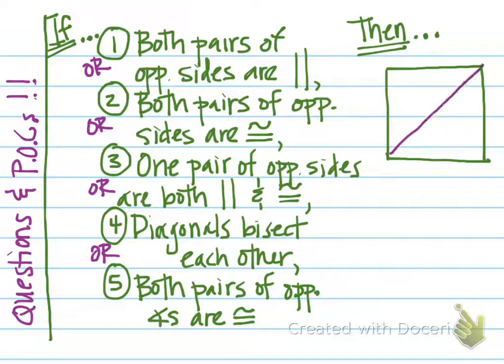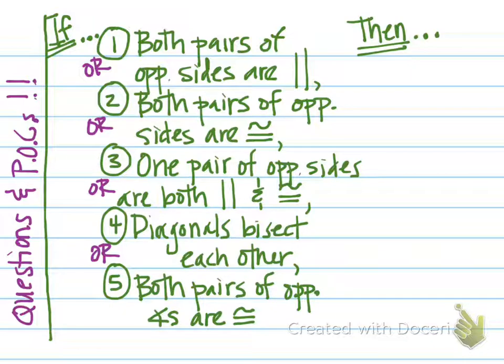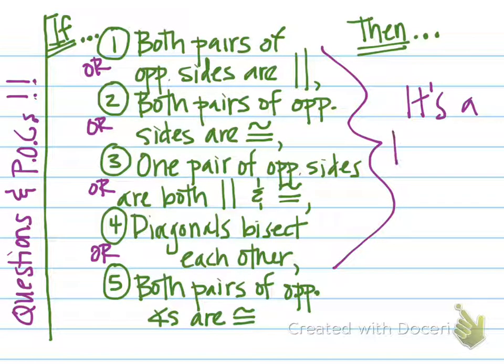Or you can show that the diagonals bisect each other, meaning these two halves are congruent and these two halves are congruent. So again, you're looking at length. Or if you could somehow show that both pairs of opposite angles are congruent. So these two are congruent and this pair of opposite angles are congruent. If you can show that any one of these 5 are true, then your quadrilateral is a parallelogram.